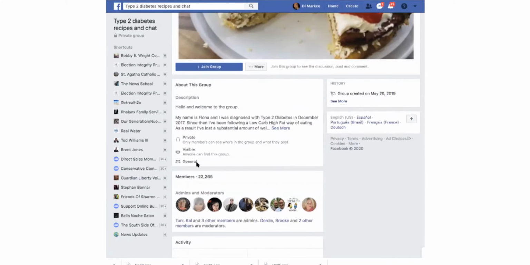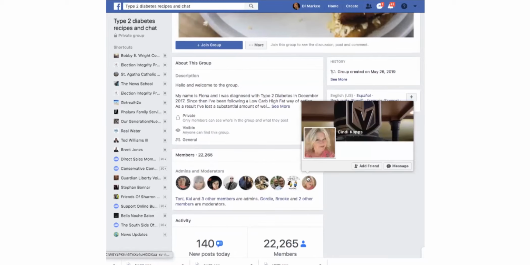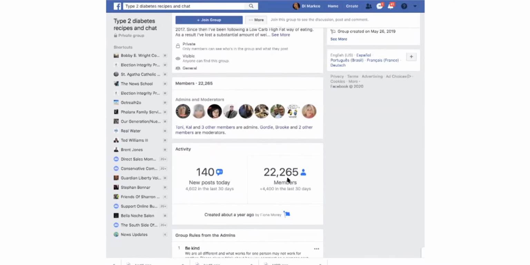Now, I also see something that I like: 22,000 members in this group. Another thing I look at here is who makes up the group. In other words, are they Americans mostly, or Indians, or Europeans? You want to get a sense of who's in the group, and then you scroll down here and see how many posts are in that group. So there's 140 new posts today. That's a lot of posts, but that also tells you that it's easy to post in this group.